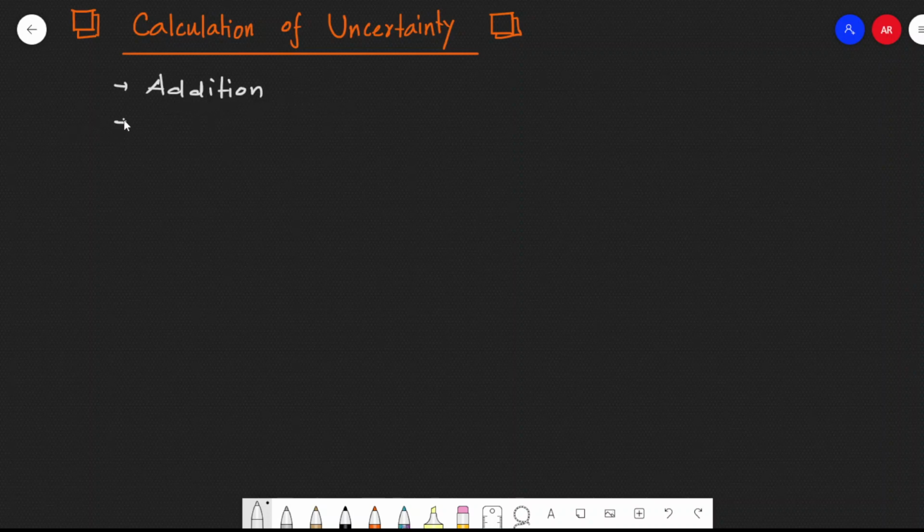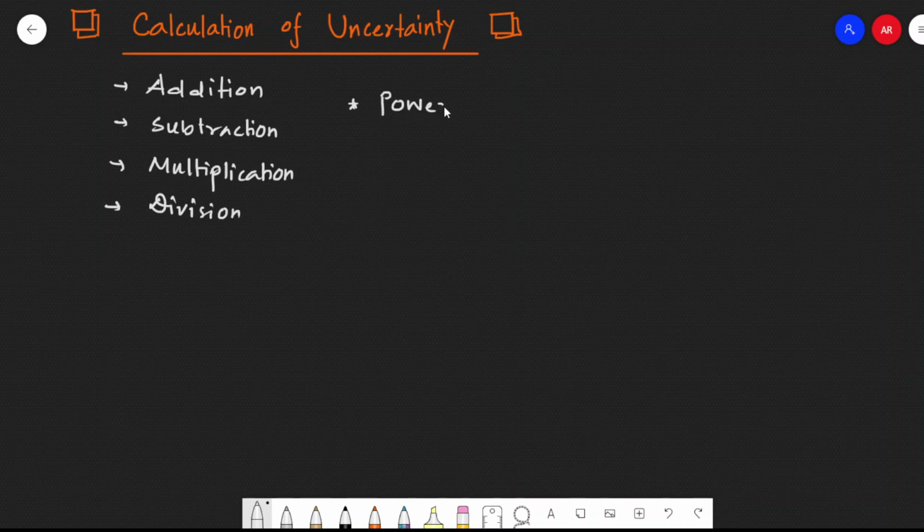Then we have subtraction, then multiplication, and finally division. So these are the four categories, and one additional category is there: what if some measured quantity is in a form of power. So these are the things that we are going to discuss right here in the calculation of uncertainty. So let's start with the first one, addition.